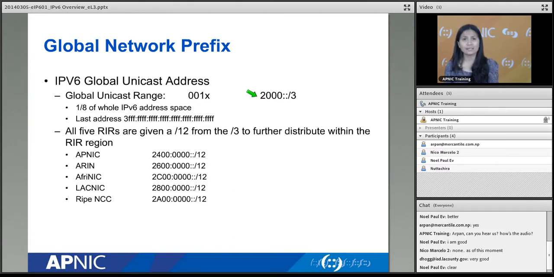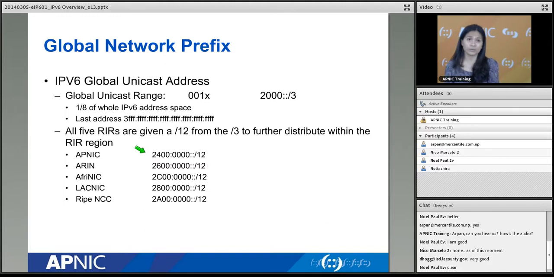Now our global unicast address, which is 2000::/3, is just this. It's 1/8 of the entire IPv6 space. So you can think of it as a piece of a pie or a pizza. You have a slice from there. From that /3, which is now with IANA, we have given five /12s to all the five RIRs. There's one /12 that is also used, but it's for some other things, maybe miscellaneous.